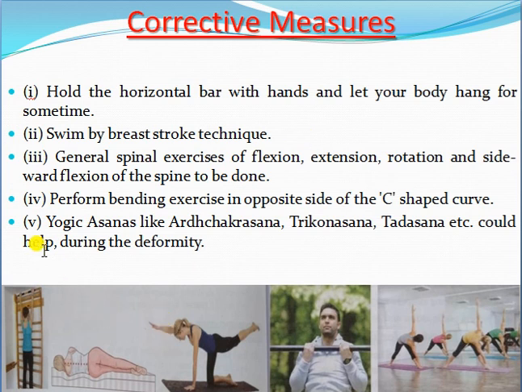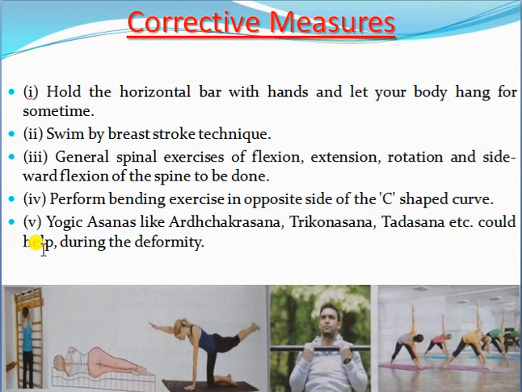General spinal exercises of flexion, extension, rotation, and sideward flexion are to be done. There are so many types of exercises related to our shoulder, and we should perform those also. Perform bending exercises on the appropriate side of the C-shaped curve. If you have a C-shaped curve in your spine, then you should move opposite to it.